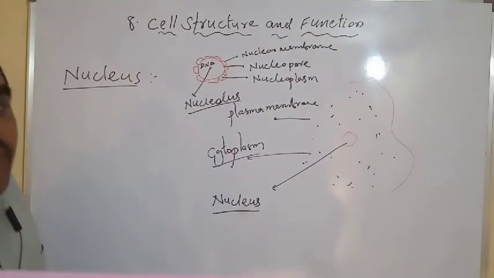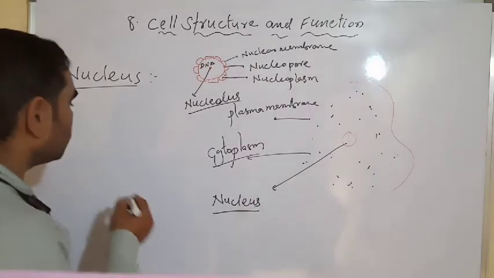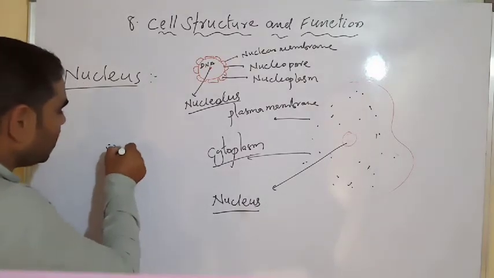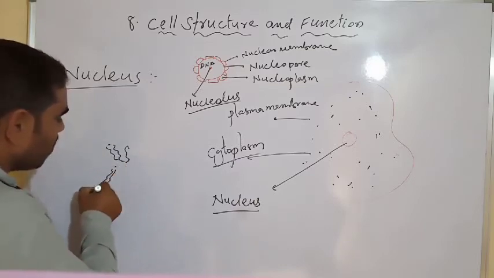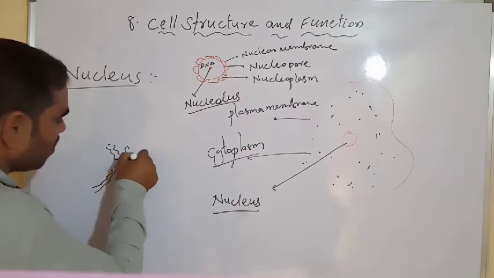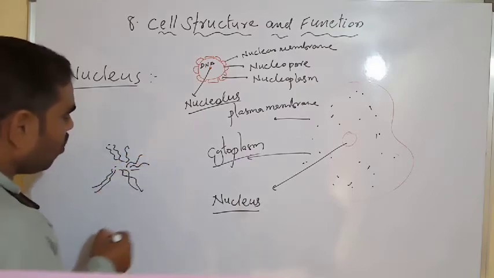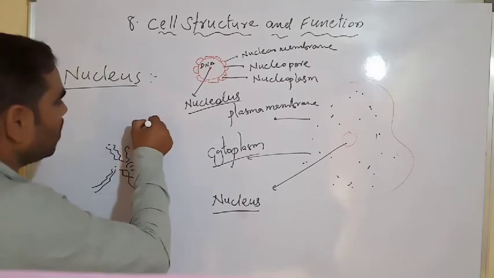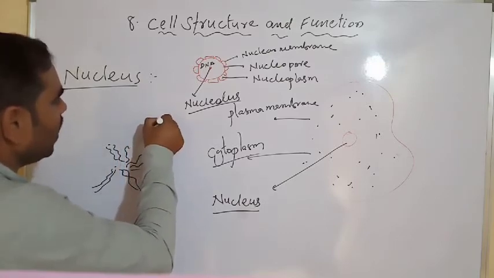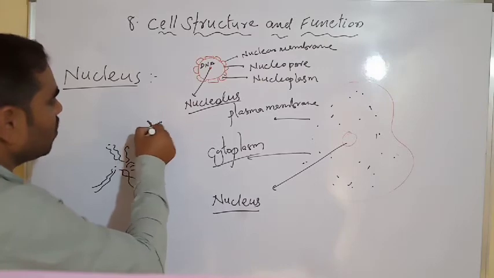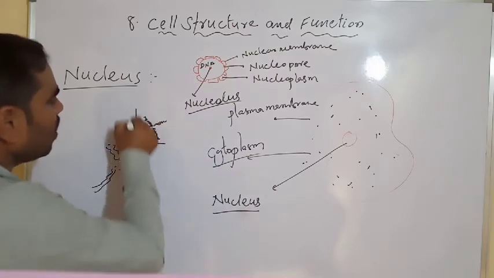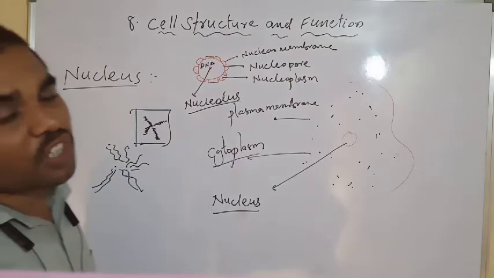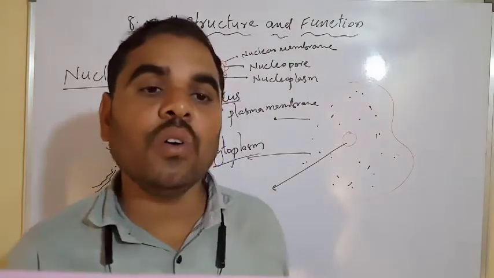The nucleus contains thread-like structures called chromosomes. Here the thread-like structures are there; we call them chromosomes. See, like this, and like this, these are chromosomes. Thread-like structures, we call them chromosomes.